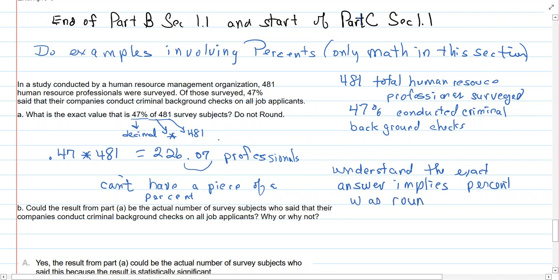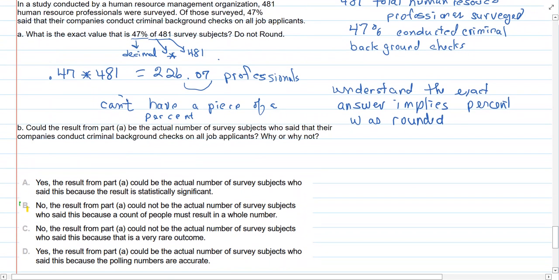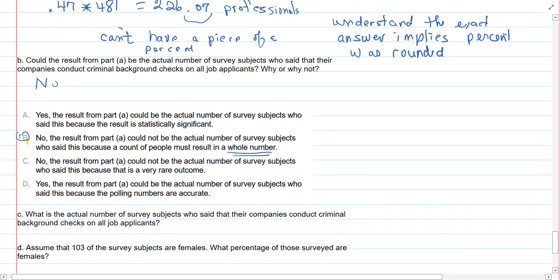And of course, this is what we'll be using in our course. We have to know that condition. It says, could the result from part A be an actual number of surveys? No. Why or why not? Well, the answer is B. No, the result from part A could not be the actual number of survey subjects who said this because a count of people must result in a whole number, which we mentioned up there.